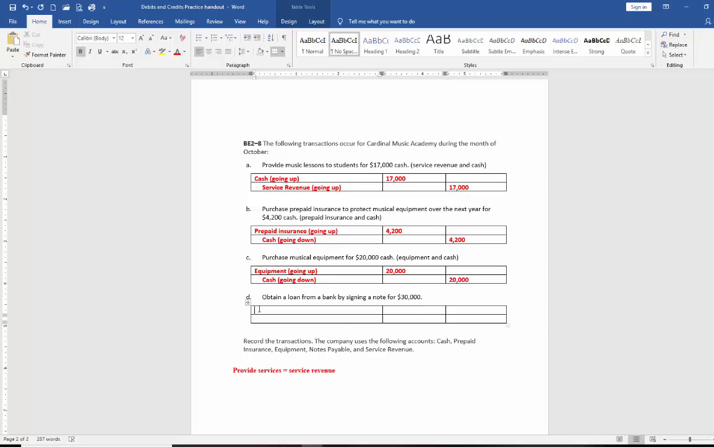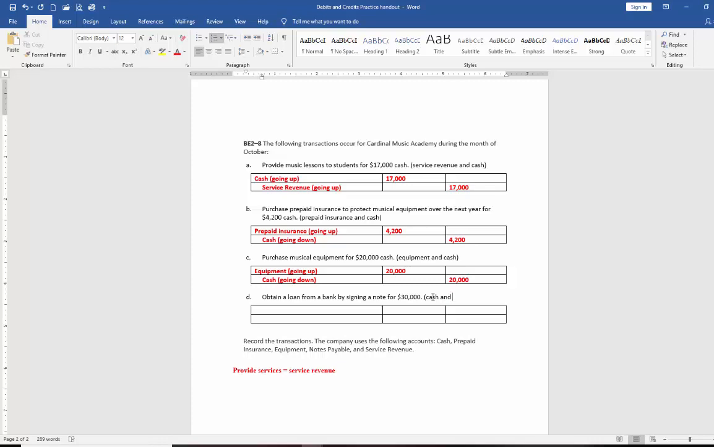All right, last transaction. Obtain a loan from a bank by signing a note for $30,000. All right, so you obtained a loan from a bank by signing a note for $30,000. So there's one little hint in here as to what account we're going to debit or credit. So we have to think about this. If you get a loan from a bank, what does that mean? What did the bank give you? Hopefully you're thinking cash, right? The bank gave you cash. So it doesn't tell you cash, and this is the trick with the journal entries. You have to practice them a lot so that you recognize what the accounts are that are being affected. And that's really the hard part, okay?